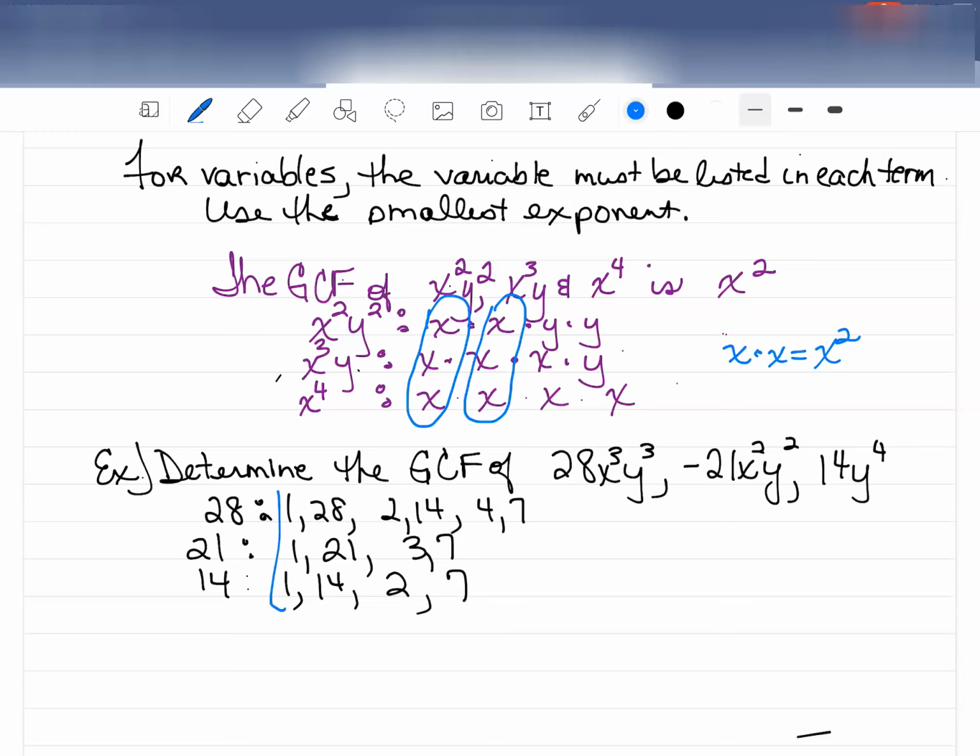So we have a 1, and we have a 7. So the greatest common factor for the numbers is going to be 7.